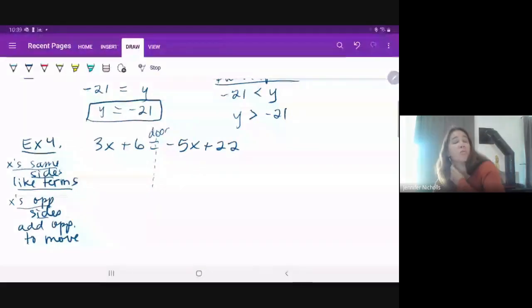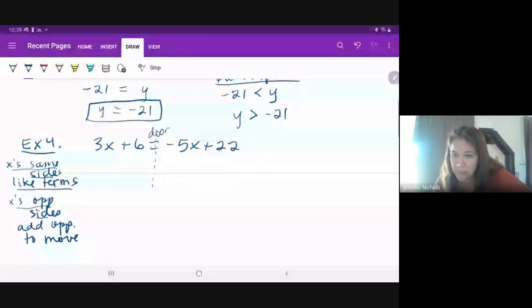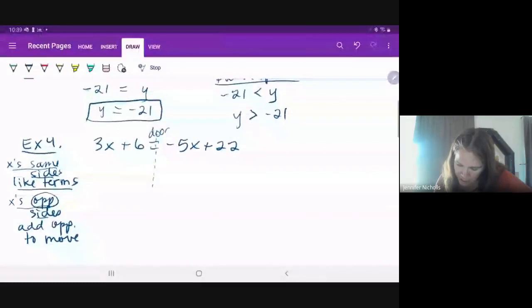Okay, so I'm going to move the negative 5x. On opposite sides, you add the opposite to move. So opposite sides, opposite to move. I want to move the negative 5x. So how do I move the negative 5x?